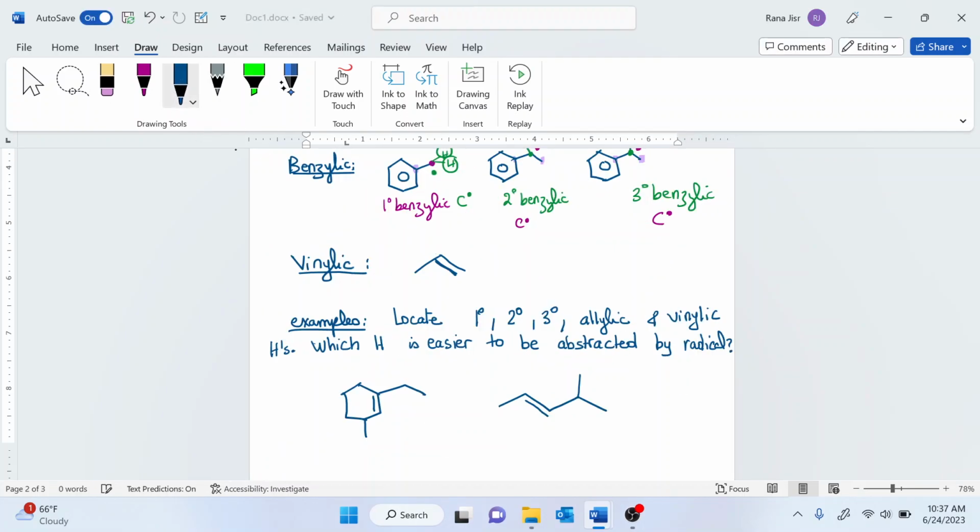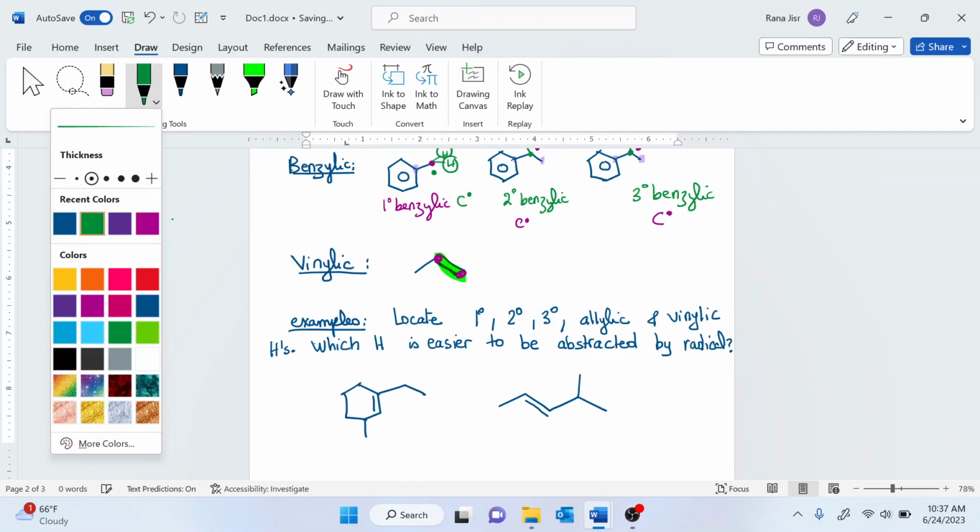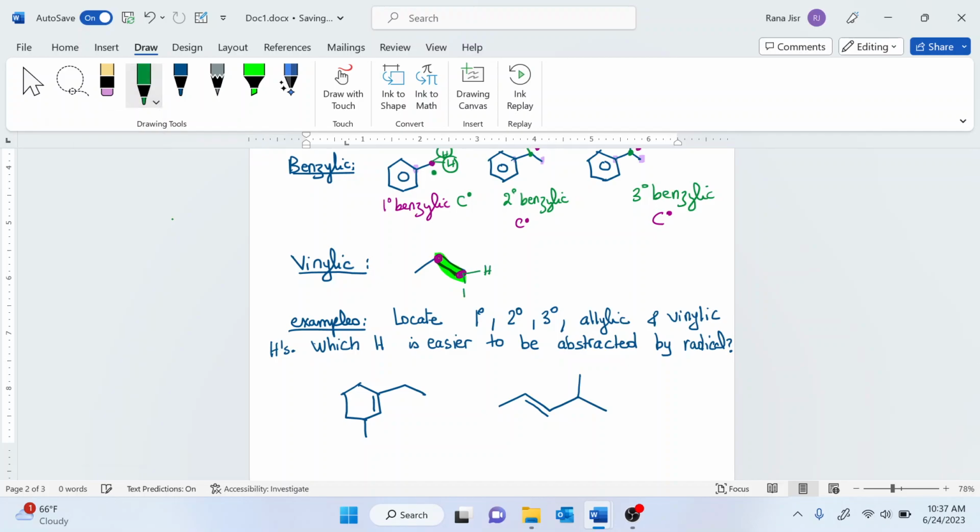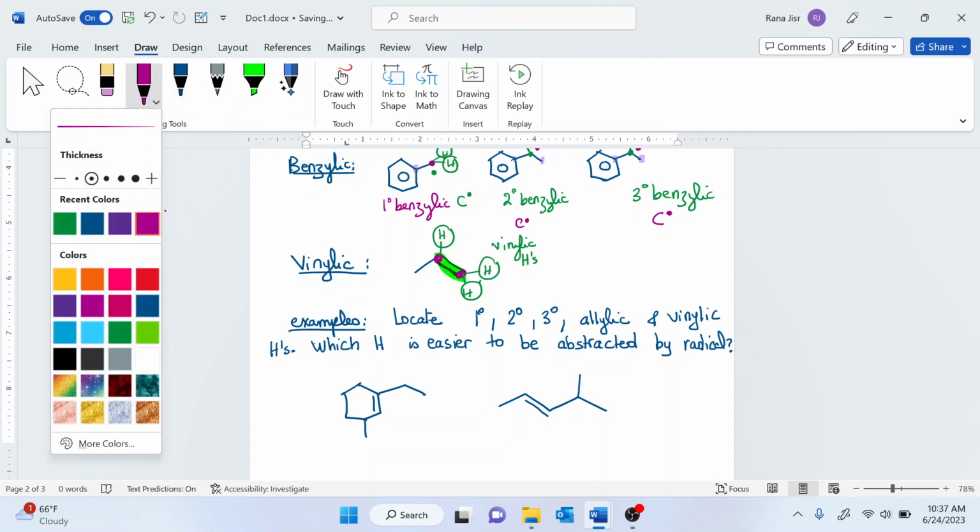Vinylic hydrogens are hydrogens that are connected to the vinylic carbons. And the vinylic carbons are the carbons of the alkene. So this is considered to be a vinylic carbon, and this is considered to be a vinylic carbon. So the hydrogens around these carbons are vinylic hydrogens. So that is a hydrogen here, 2 hydrogens, and a hydrogen over here. So all of those are considered to be vinylic hydrogens. Now, these hydrogens, they are connected to an sp2 hybrid carbon.